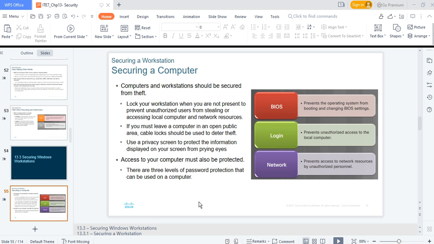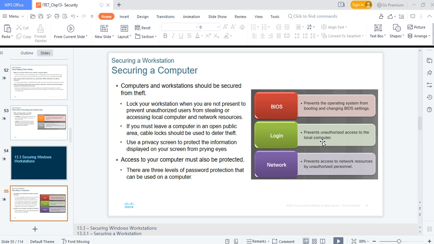Okay, recycling. So securing. We have to look at securing our PC from different aspects. BIOS. This is upon boot. BIOS is the basic input output system. That's what helps you do your normal POST, your power on self test. So these are your system startup, at your system boot up. So prevent the operating system from booting and changing BIOS settings.